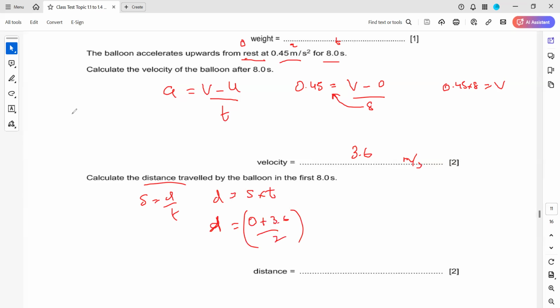So remember, whenever the speed is changing, as in this question, the speed changes from 0 meter per second to 3.6 meter per second, we take an average, we add them and divide by 2, and then multiply by the total time. So this will be 1.8 multiplied by 8. That will make about 14 meters. Is it clear? Yes, sir. Okay.